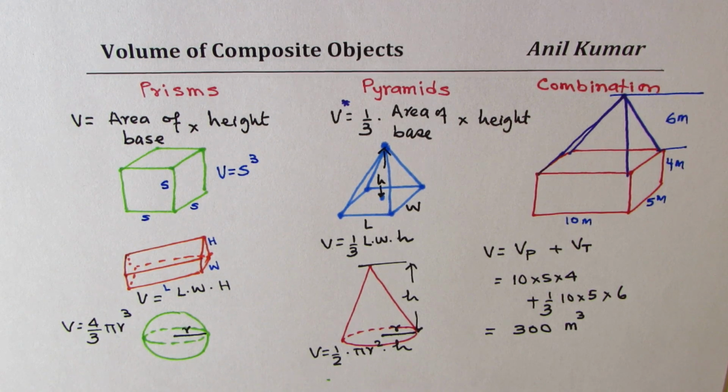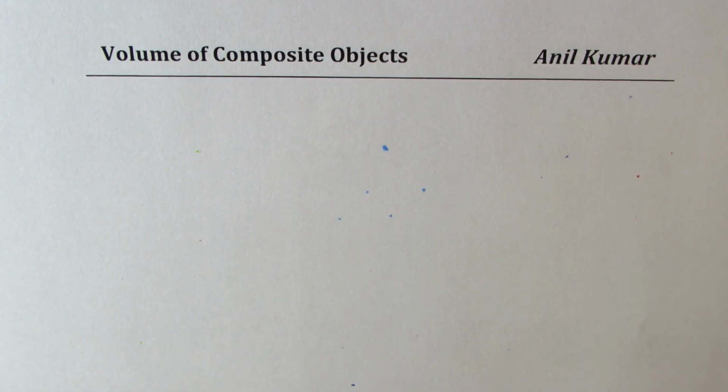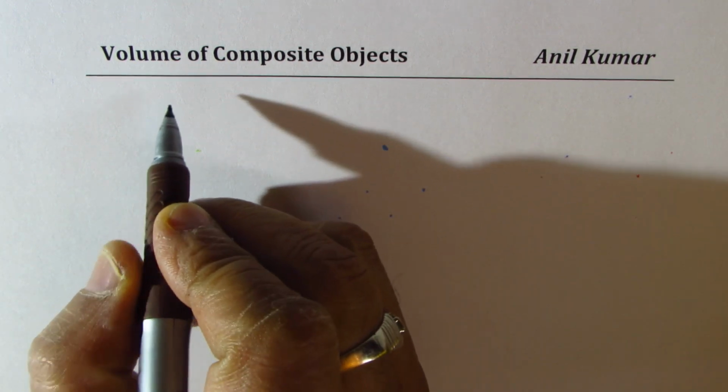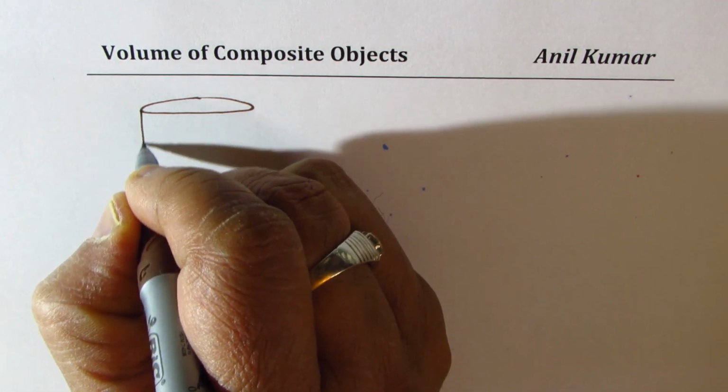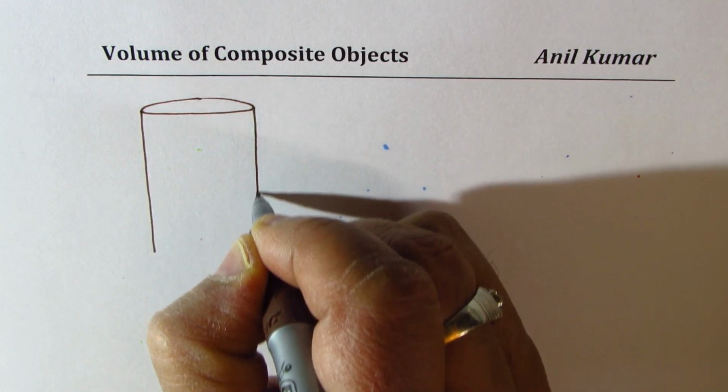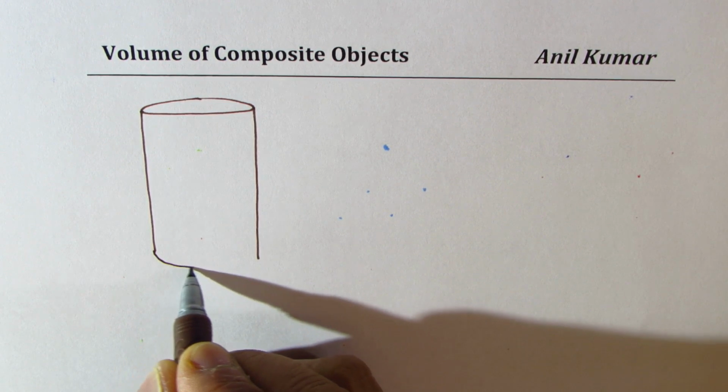Now we'll take up some questions to practice. Now let's take a few practice examples. We'll begin with a cylinder, right? I didn't give you the formula for cylinder earlier. Here is one.